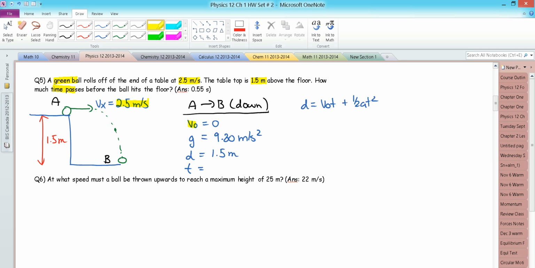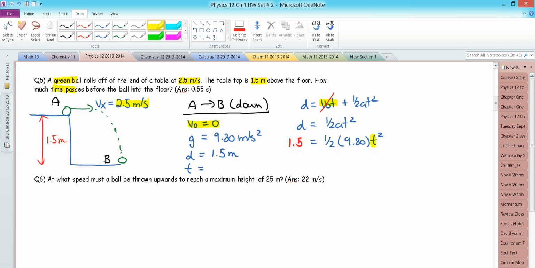Since my initial speed here is 0, this term right here will just go away because 0 times anything will be 0. So now I'm left with distance equals 1/2 a t squared. For this problem, my distance is 1.5 meters. That's going to equal 1/2. My acceleration due to gravity is 9.80, and then t squared. So I'm solving for this variable, which is t.